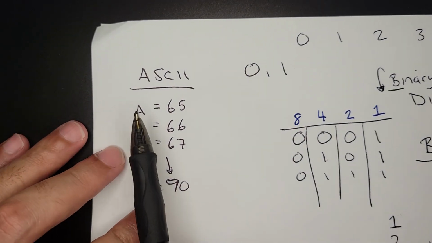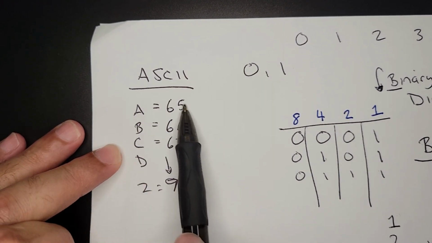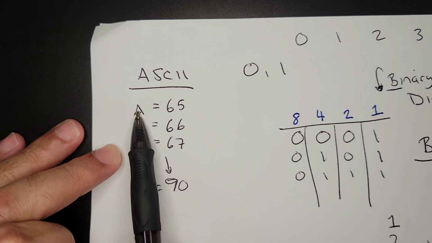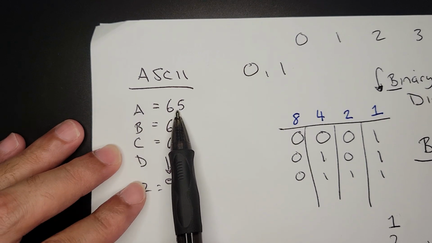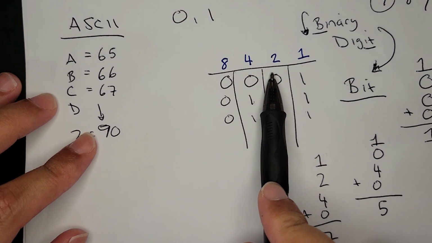So all we have to do if we want to write A is look up his number, and there's charts that have all these that you can find very easily. So we look up A, and his value is 65. So all we have to do is write 65 using this system to write the letter A.